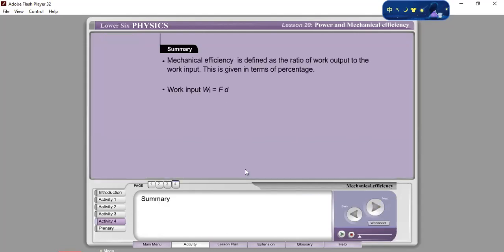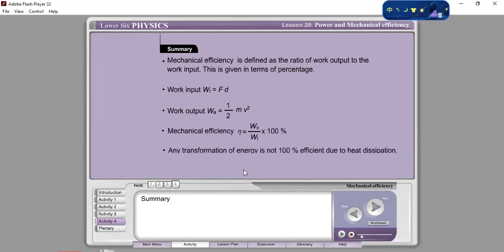Summary. Mechanical efficiency is defined as the ratio of work output to the work input. This is given in terms of percentage. Work input Wi equals Fd. Work output Wo equals half mv squared. Mechanical efficiency eta equals Wo over Wi times 100%. Any transformation of energy is not 100% efficient due to heat dissipation.